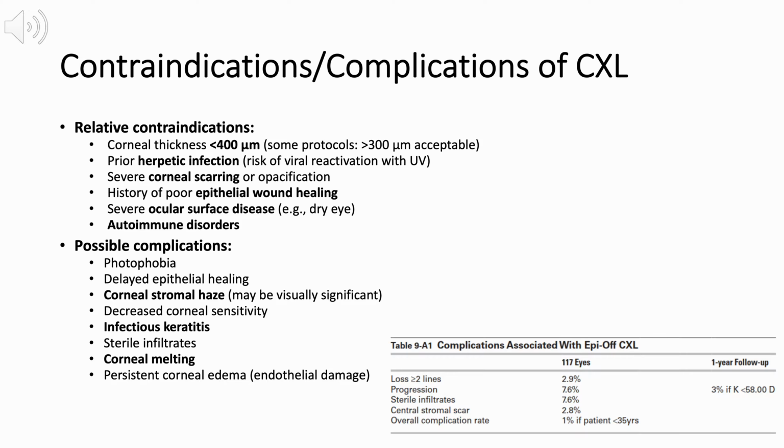The table included in the slide summarizes complication rates associated with epi-off CXL. Among 117 eyes followed for 1 year, approximately 2.9% of patients lost 2 or more lines of best-corrected visual acuity, while 7.6% experienced disease progression. Sterile infiltrates were observed in 7.6% of cases, and central stromal scarring occurred in 2.8%. Importantly, the overall complication rate was around 1%.